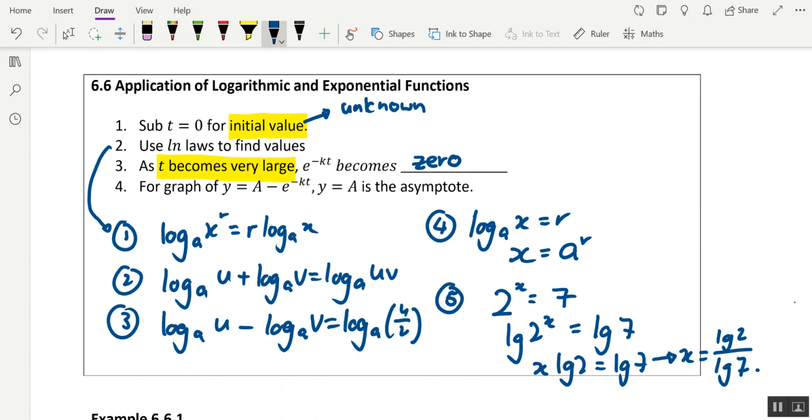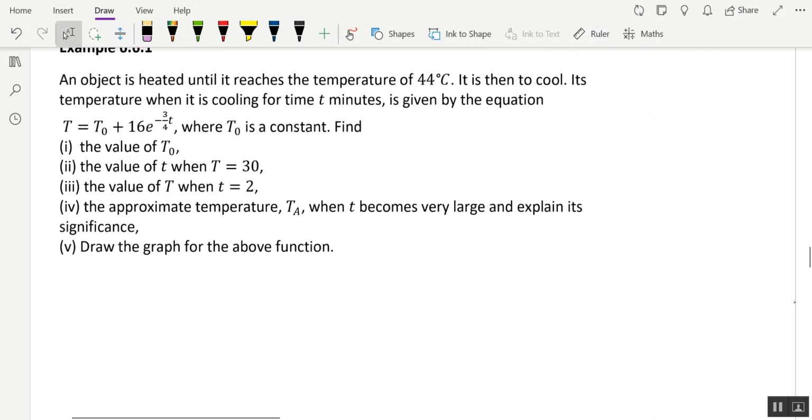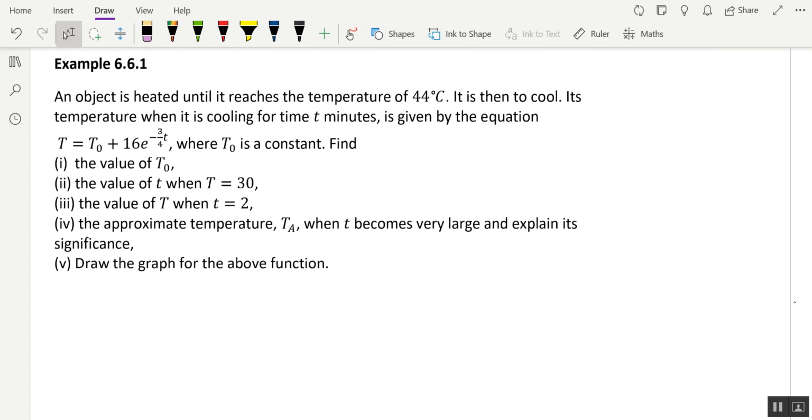And if you need to sketch the graph, remember if you have a constant in front, this is the asymptote, or the dotted line. So a typical question is like this. An object is heated until it reaches 44 degrees Celsius. This is actually called the initial temperature, but the question will not tell you that. You have to understand that I heat until 44 degrees, and my time then starts when it lets it cool. The equation given is T equals to T naught plus 16e to the power of negative 3 over 4t.